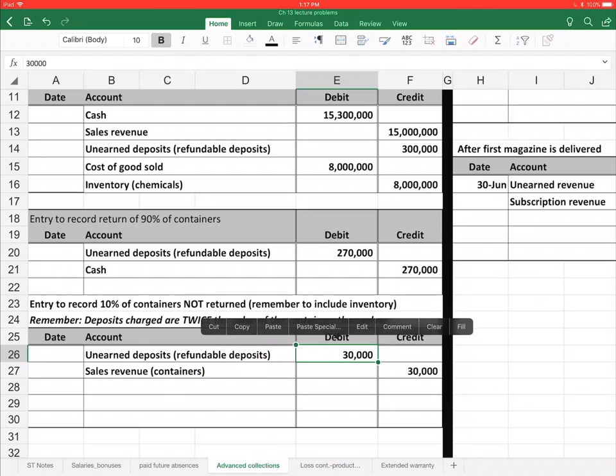So again, this is an example where we have essentially unearned revenue until something happens where we either refund the cash to those customers, or we wait until the time limit is up, the customers don't return the containers, and we can then account for those deposits as a sale of the container itself.